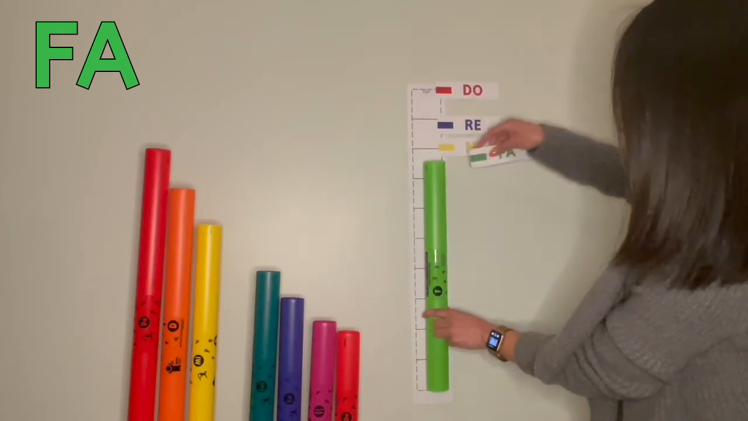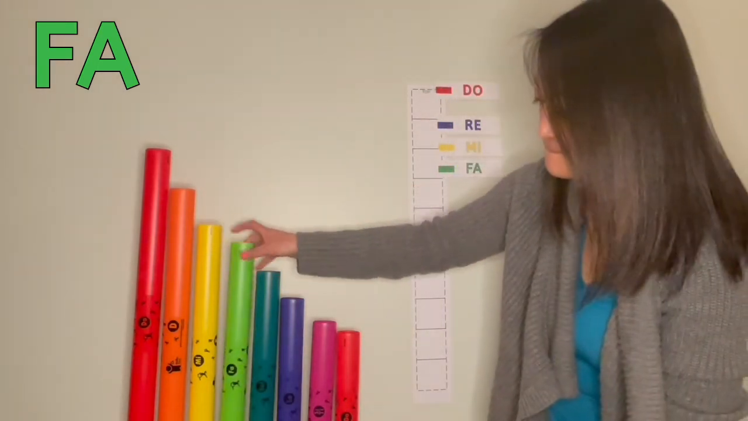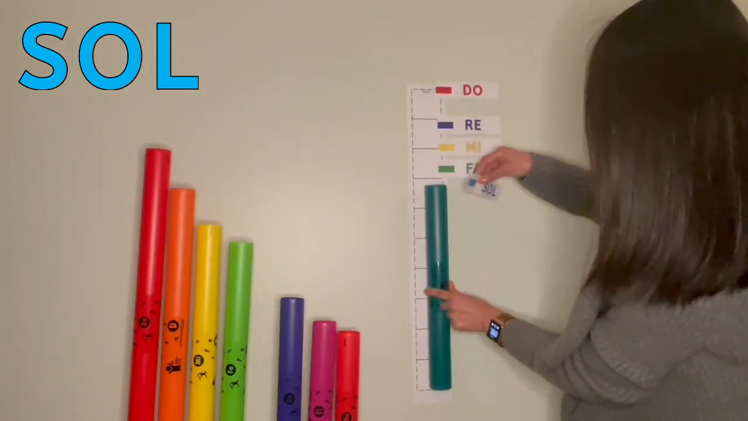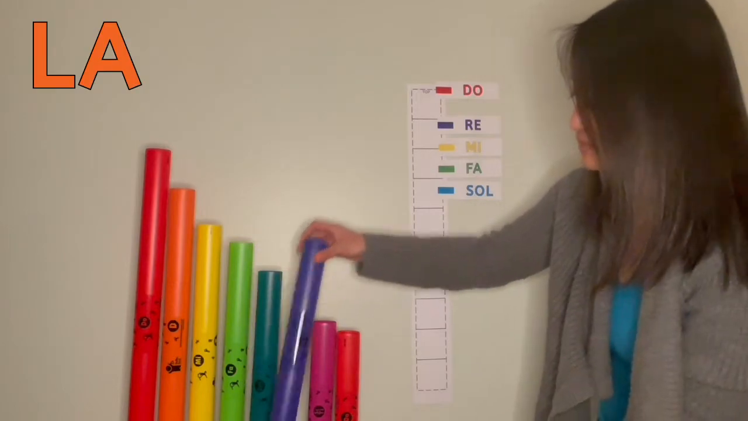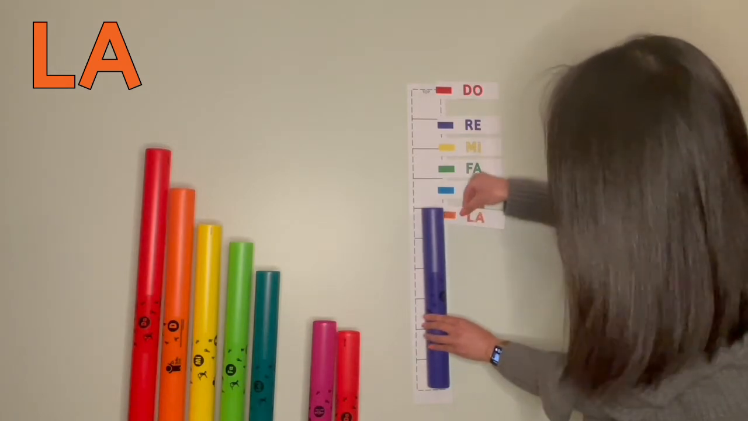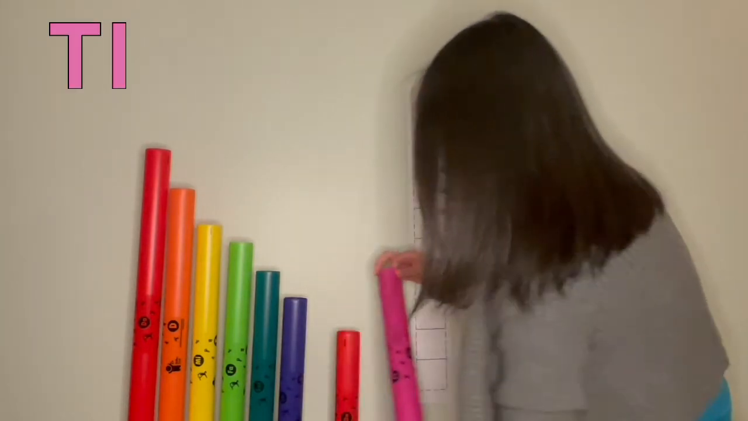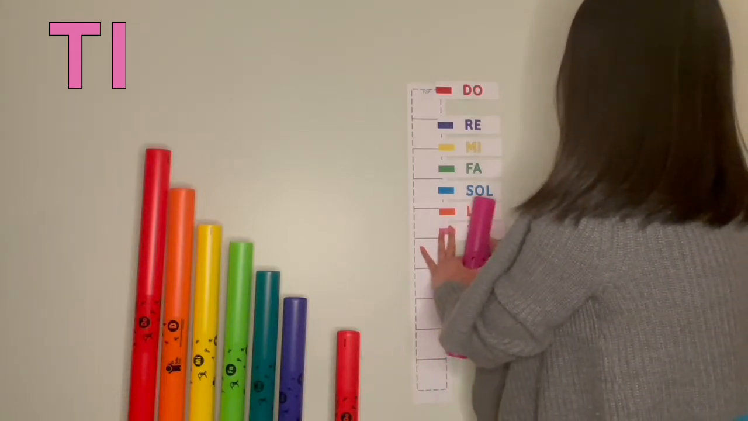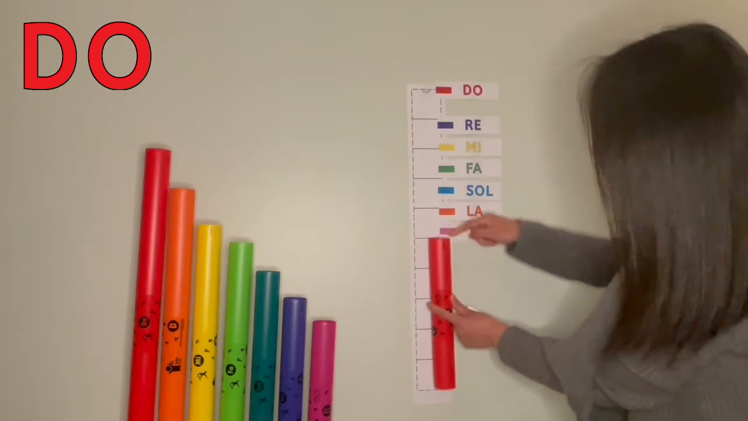Here's fa. Here's sol. Here's la. Here's ti. And that brings us back to do, which is right about the halfway point.